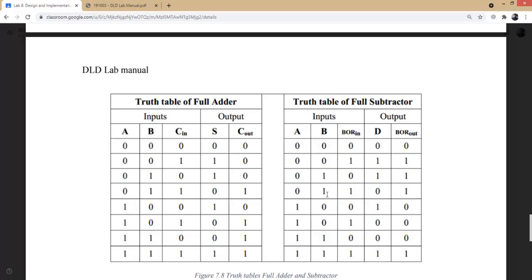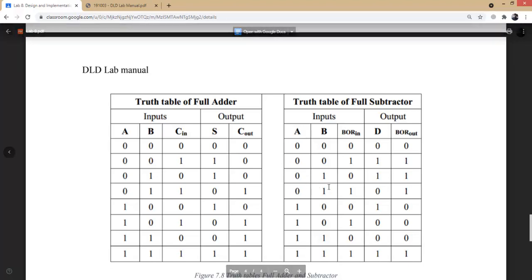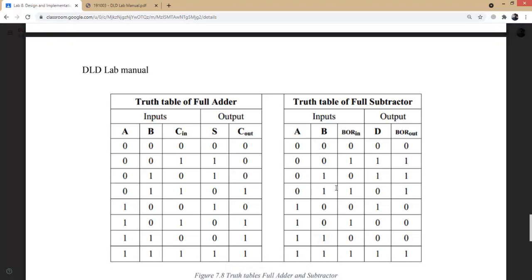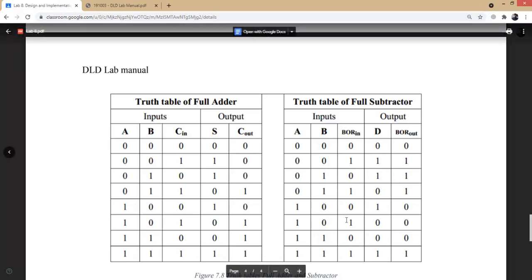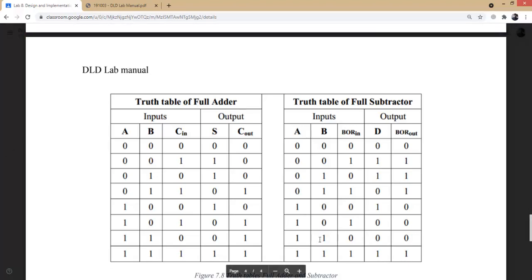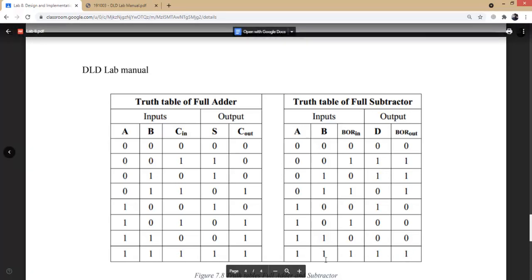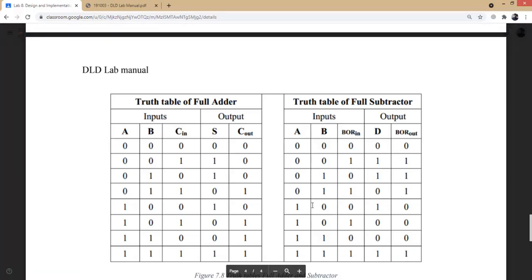0 minus 1 is a borrow, so we have taken a borrow here, and this 0 minus 1 becomes 1, and 1 minus 1 then becomes again 0. 1 minus 0 is equal to 1. 1 minus 0 minus 1 is equal to 0. 1 minus 1 is equal to 0, and 1 minus 1 becomes 0, and then again 0 minus 1 we have to take a borrow right here, and then 0 minus 1 is equal to 1.